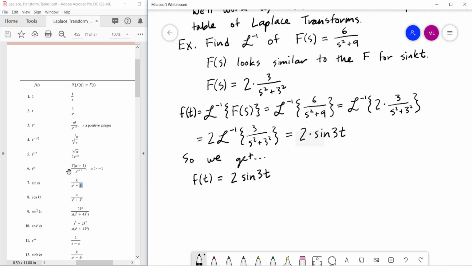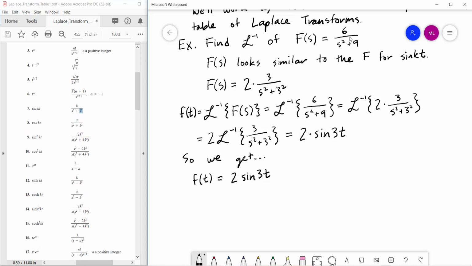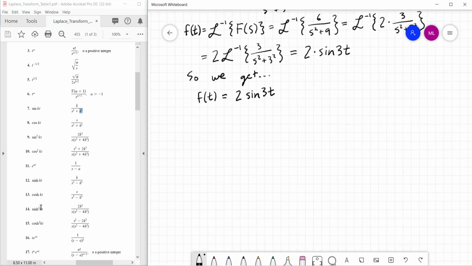We're going to basically parse through the table looking for things that look similar to stuff that already shows up in here. And then we will algebraically manipulate it so that it takes the exact form of something in this table, and we will deal with the Laplace transforms, or the inverse Laplace transforms, in that manner. So let's do another one.